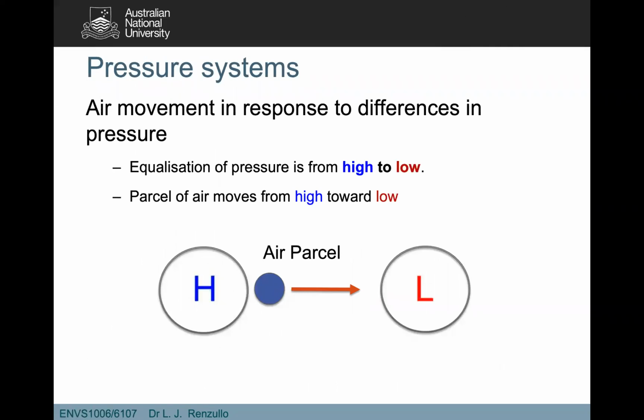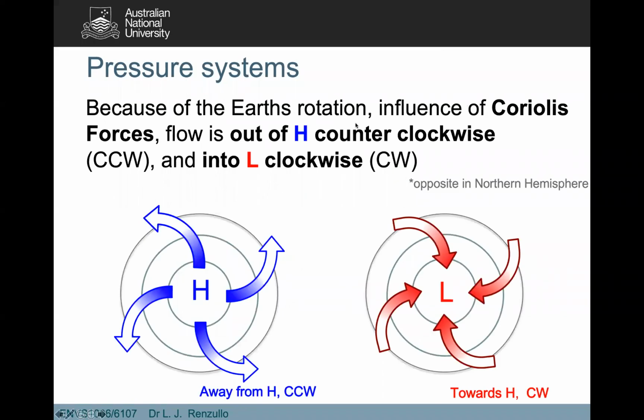As you know by now, air movement in response to differences in atmospheric pressure leads to wind. It's the equalization of pressure between high and low that makes a parcel of air move from high to low. But because we live on a rotating Earth, there is the influence of Coriolis. So the flow is out of a high pressure cell counterclockwise, deflecting to the left, and clockwise into a low pressure system, deflecting to the right into the low. And it's the opposite in the Northern Hemisphere.